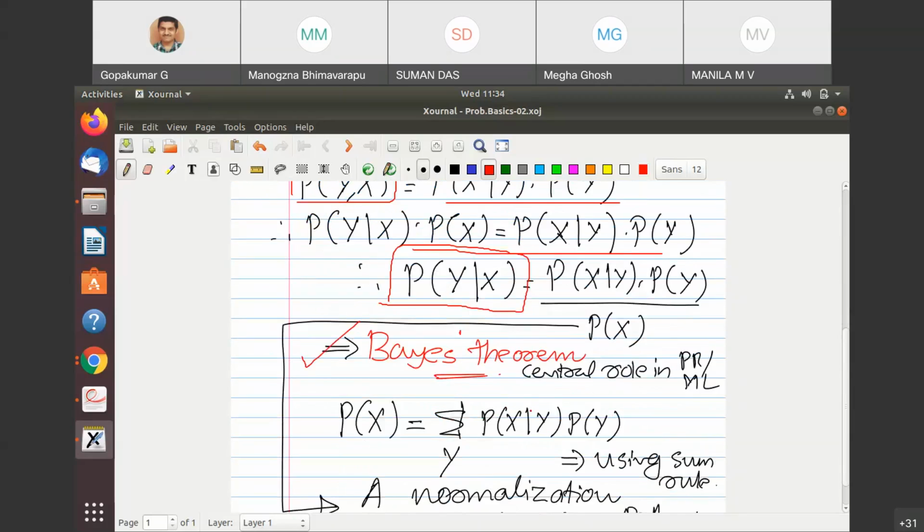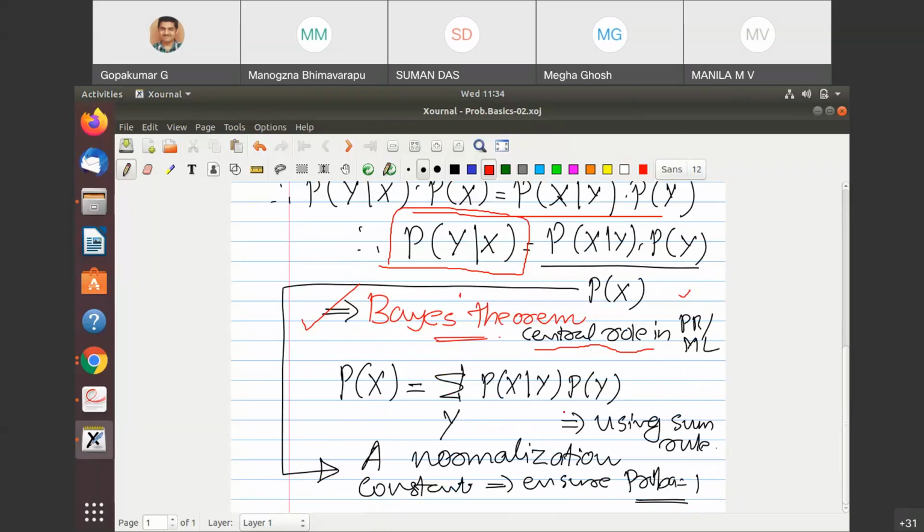And this has a very important role to play in pattern recognition or ML systems. So it's Bayes theorem because we will see a class of pattern recognition techniques using Bayes theorem. So that is the significance of the Bayes theorem. So that is another point.